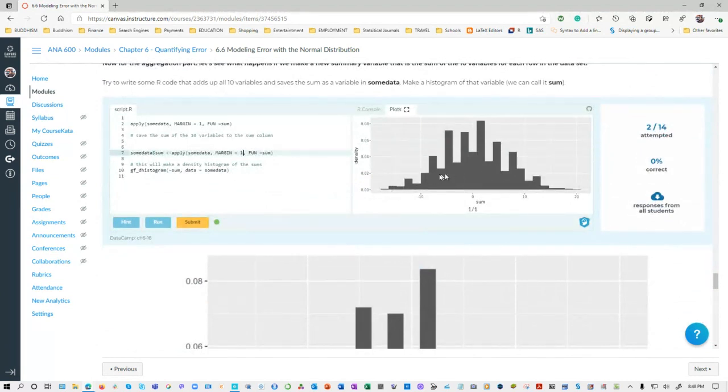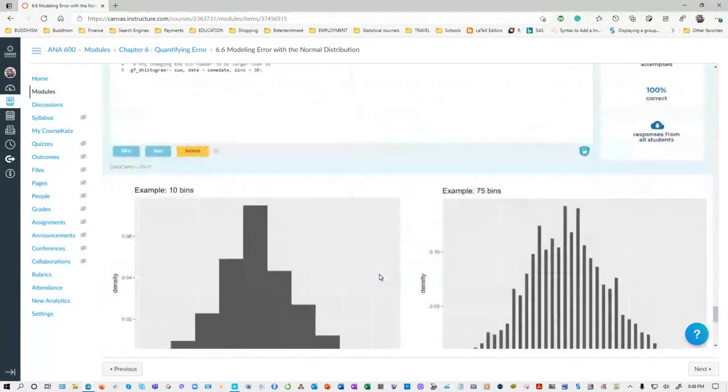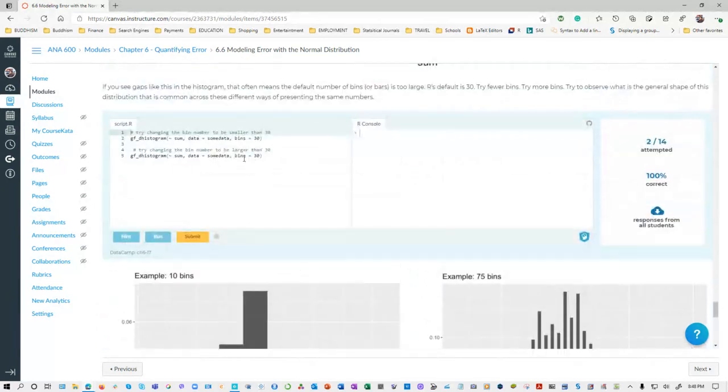Look at how it looks. It's getting closer to what? Normal. If you see gaps like this in the histogram, it often means that the default number of bins is too large. The default is 30. Try fewer bins, try more bins. Try to observe the general shape of this distribution that's common across these different ways of presenting the same numbers. You can play with that and change the bins.